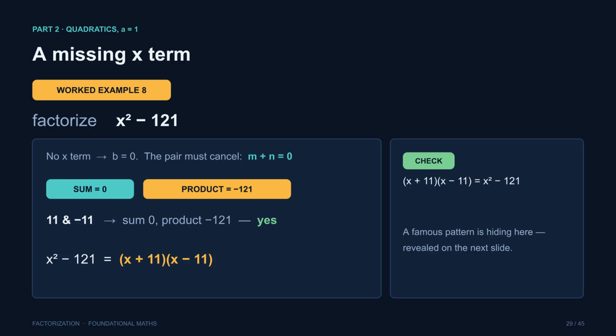Example 8 is interesting because the x term is missing. That means b is 0, so the two numbers must cancel each other out. 11 and minus 11 multiply to minus 121. The answer is x plus 11 times x minus 11.